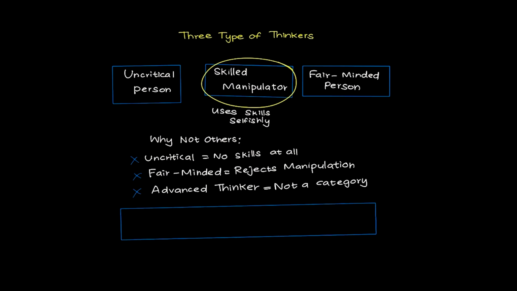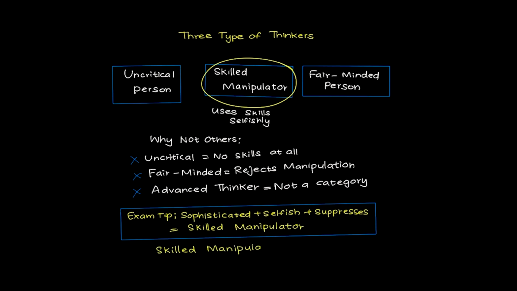Here's a WGU D265 OA exam tip for you. Sophisticated thinker using skills selfishly while suppressing opposition equals skilled manipulator. Quick recall hook: skilled manipulator = smart but selfish.